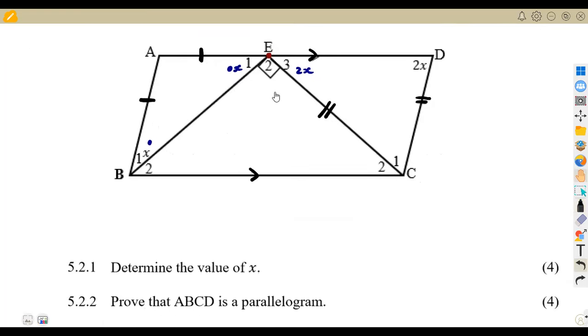And this is just a quadrilateral. We're not told it's a rhombus or a parallelogram, we're just told they are parallel. You are supposed to prove that later on. So you do not know, and you answer this question as if you do not know the shape that you're given. All right, 5.2.1. Determine the value of x.